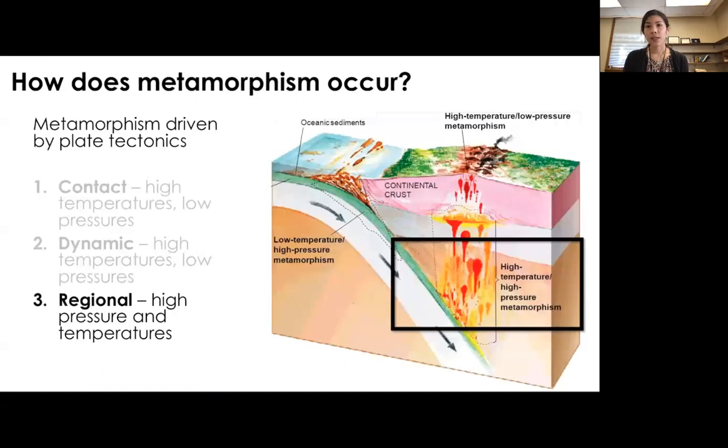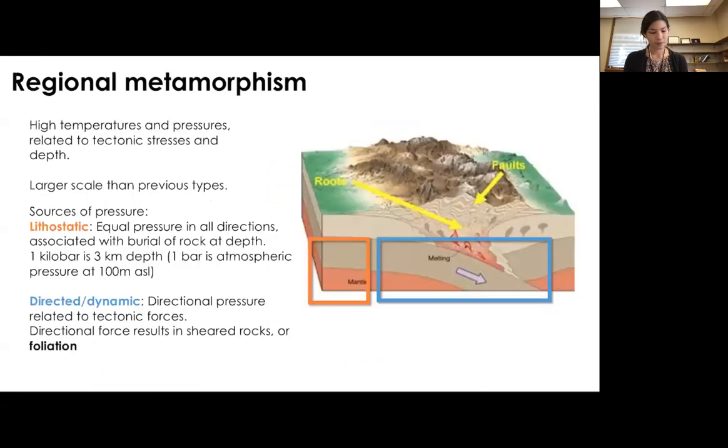Okay, so the last form of metamorphism is one that we may see a little bit more often, and it's associated with convergent boundaries where we can get high pressures and high temperatures. So the pressures are occurring over a long enough period of time that the temperature is also going to increase.